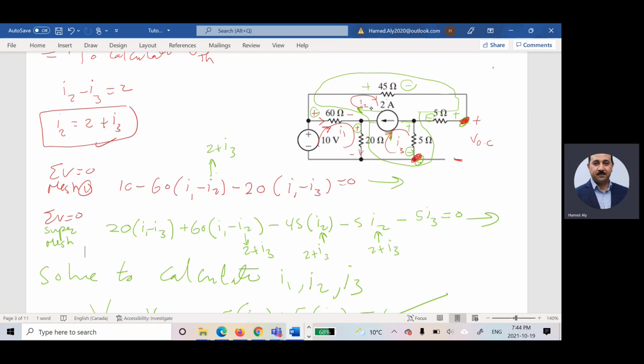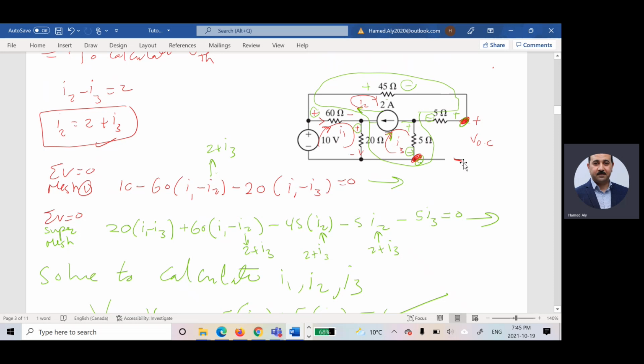So the current in this branch, the difference between those, is it I2 minus I3 or the opposite? It depends on the direction of this one. This one is in the same direction as I2. That's why I said it's I2 minus I3. So it is I2 minus I3.